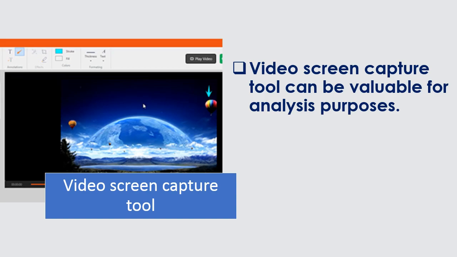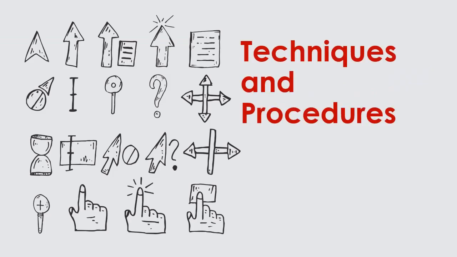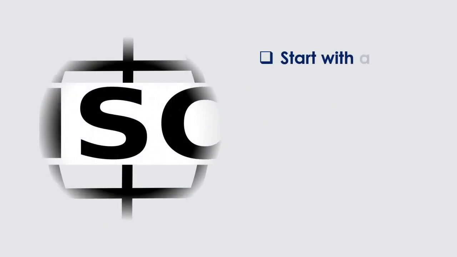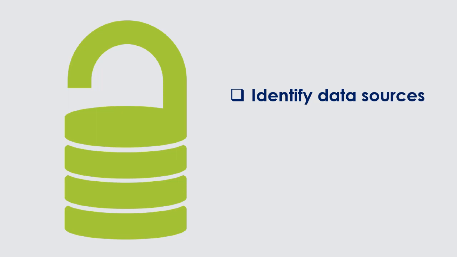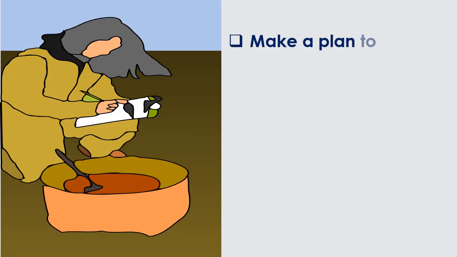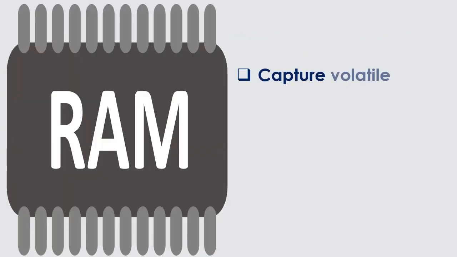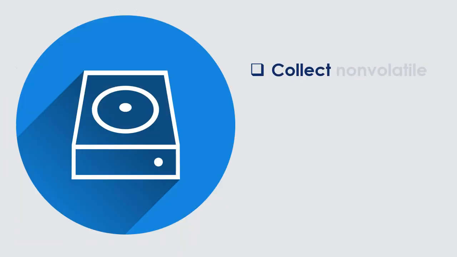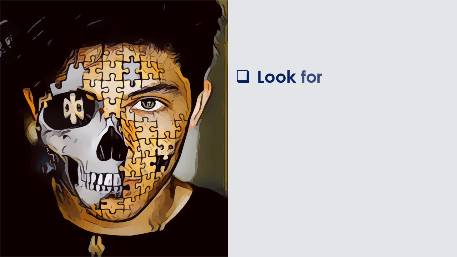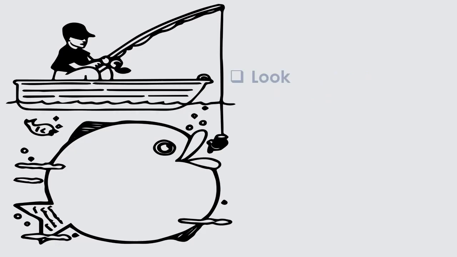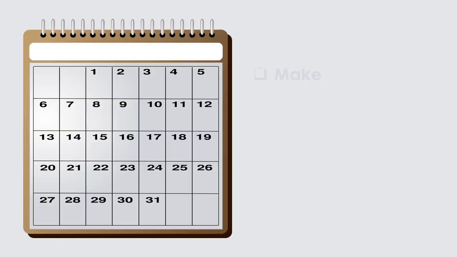Techniques and procedures. Start with a standard process. Define priorities. Identify data sources. Make a plan to collect the data. Capture volatile data. Collect non-volatile data. Capture time details. Preserve and verify file integrity. Look for deleted or hidden data. Look at the big picture. Make no leaps.